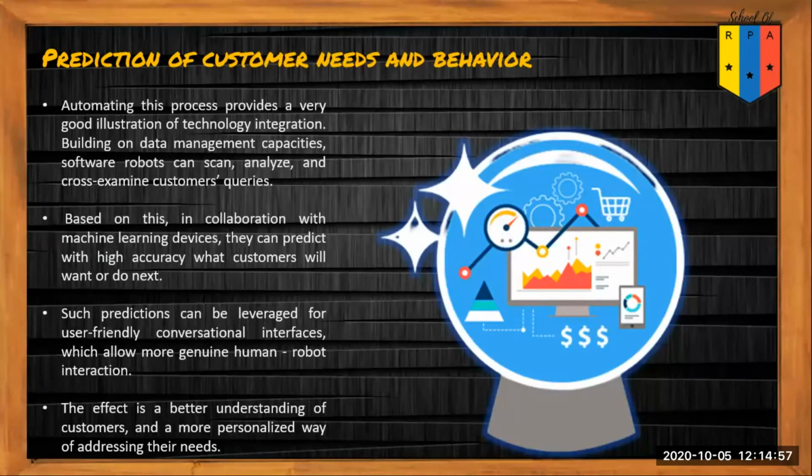Prediction of customers' needs and behavior. Automating this process provides a very good illustration of technology integration. Building on the data management capabilities, software robots can scan, analyze, and cross-examine customers' queries. Based on this, in collaboration with machine learning devices, they can predict with high accuracy what customers will want or do next. Such predictions can be leveraged for user-friendly conversational interfaces, which allow more genuine human-robot interaction. The effect is a better understanding of customers and a more personalized way of addressing their needs. Yet again, we see how the deployment of robotic process automation in contact centers promises enhanced customer satisfaction.